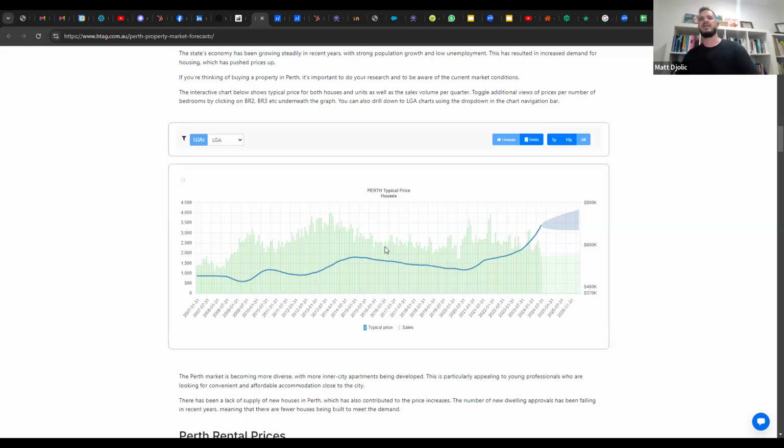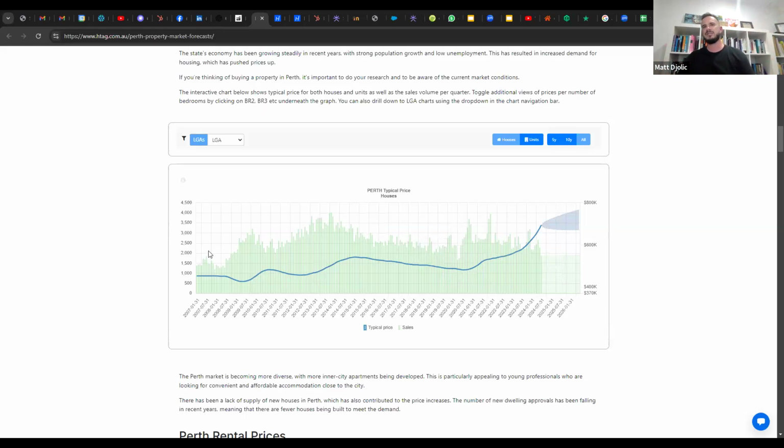What you don't like to see is, for example, a typical price increasing while the volume of sales is substantially dropping. I mean, that's unsound economics, because if there's less and less sales in the area and prices continue to rise, there's something happening in that area which is not, I guess, reflected in sound economics. It's either FOMO or some emotional decision making or something like that. In the case of Perth, this is not happening.